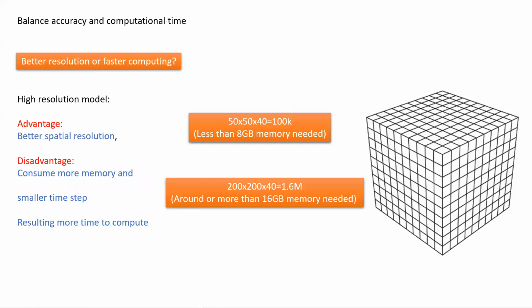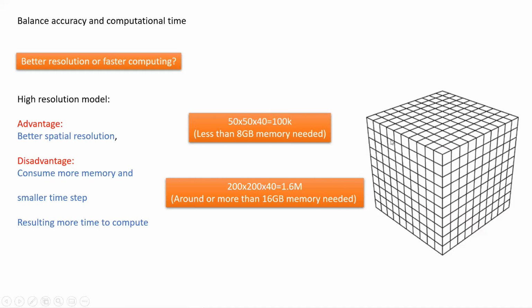And next, we'll discuss how to balance the accuracy of your model and the computational time, because this is very important in numerical modeling. Of course, everyone wants the highest resolution, because in such a situation you have the best details and better results, better accuracy, but the price is also expensive.